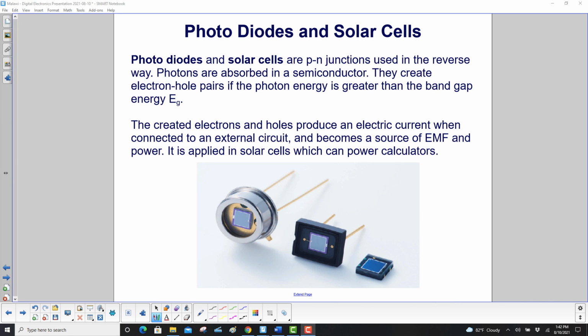Photodiodes and solar cells are p-n junctions used in the reverse way. Photons are absorbed in a semiconductor. They create electron-hole pairs if the photon energy is greater than the band gap energy. The created electrons and holes produce an electric current when connected to an external circuit, and this becomes a source of electromotive force and power. It is applied in solar cells, which can power calculators.